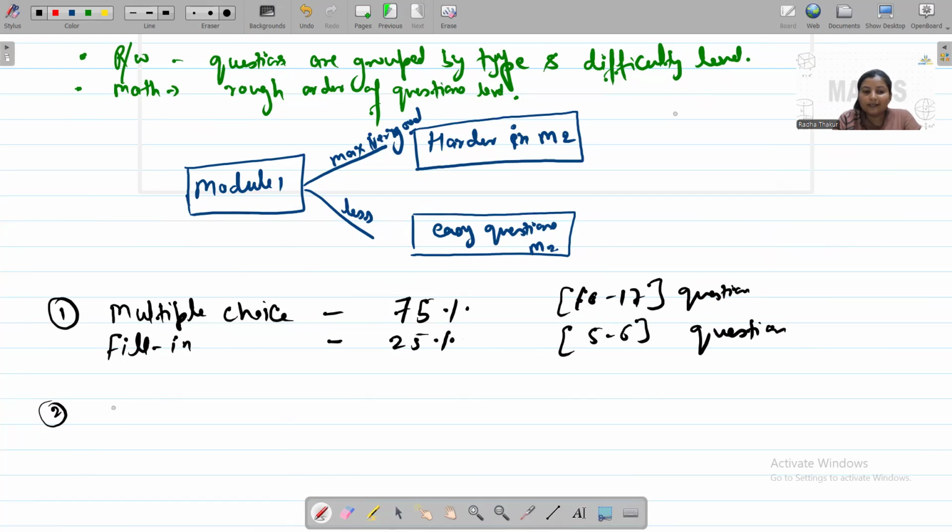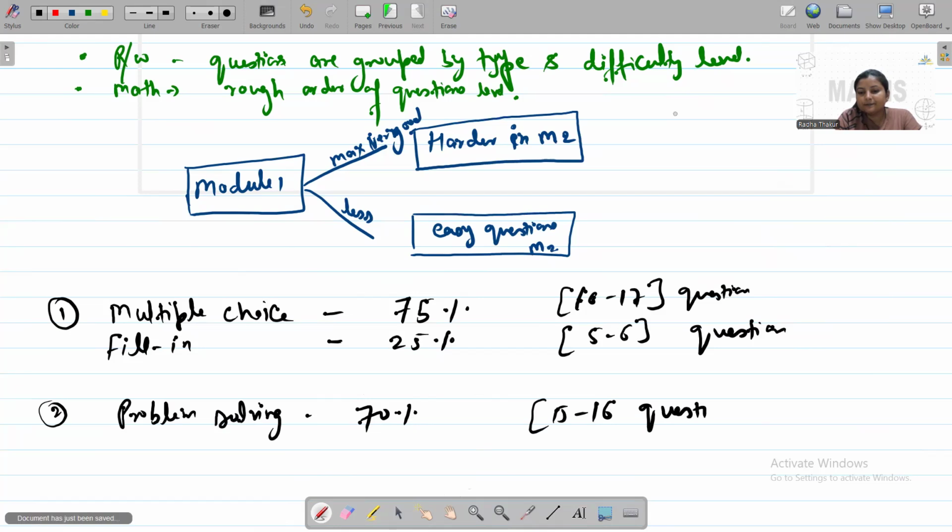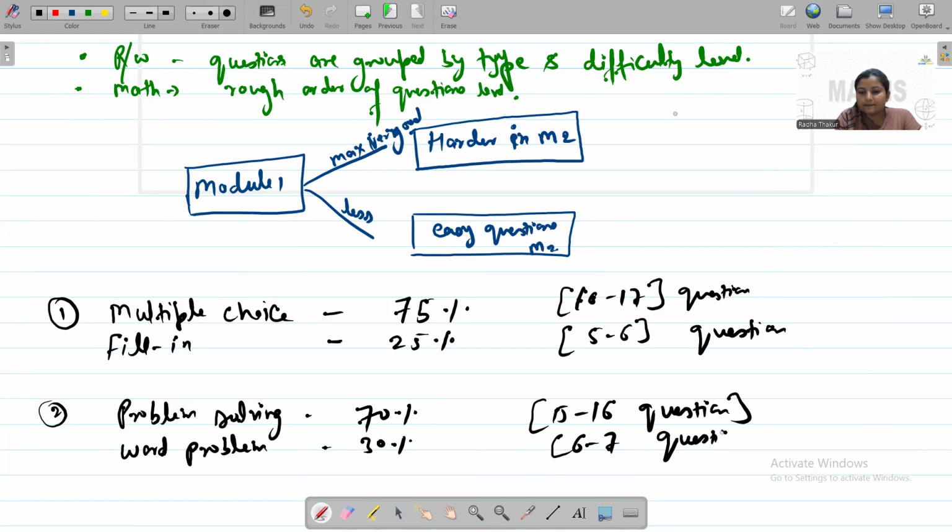Then by question type, 70% of questions you may get as problem solving. That means again 15 to 16 questions. And if we talk about word problems, you may get 30% of questions in the form of word problems. That is again 6 to 7 questions.